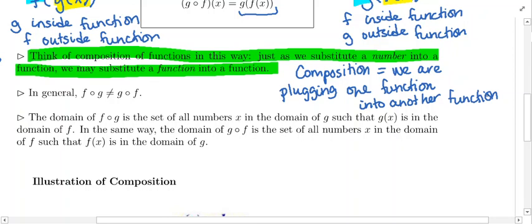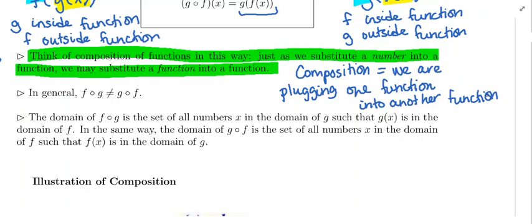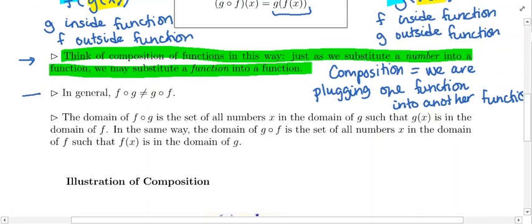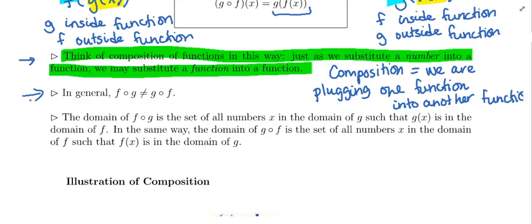All right, and we're going to do plenty of examples so you can see how this works. But this is what you have to remember: we're plugging one function into another. In the second bullet point here, this is what I've already said. Order is going to matter. f of g is not always equal to g of f. Sometimes they are equal, but you can't bank on that happening.